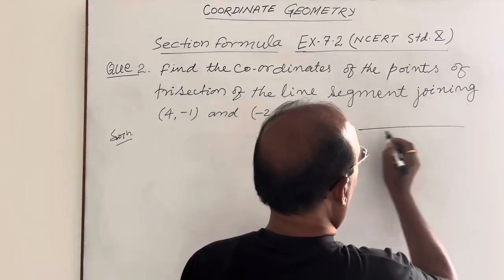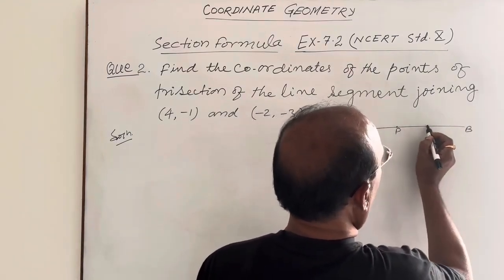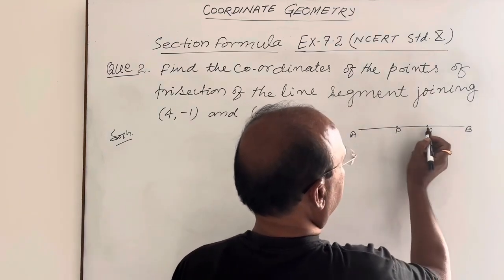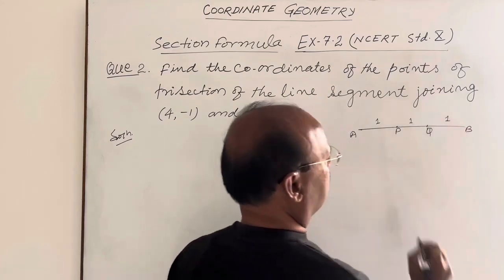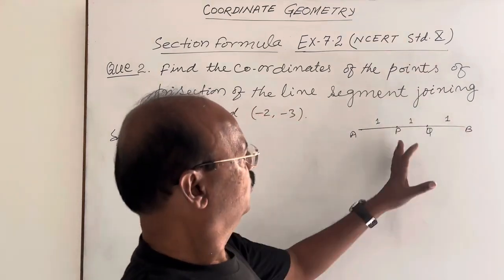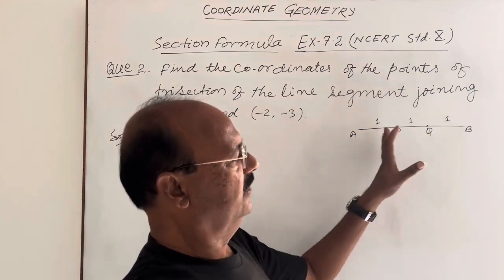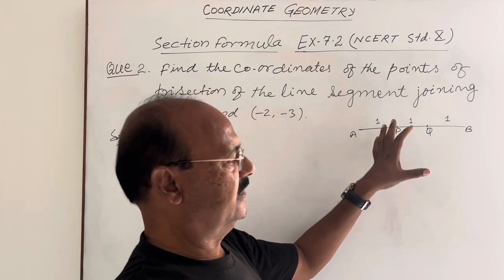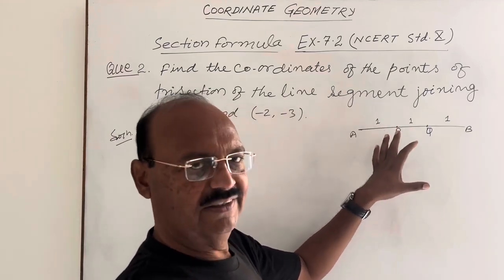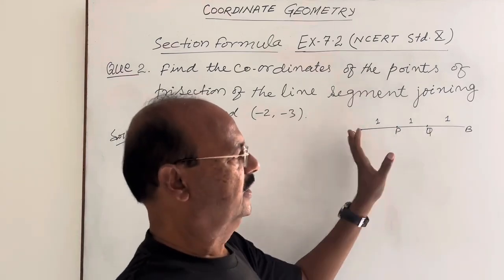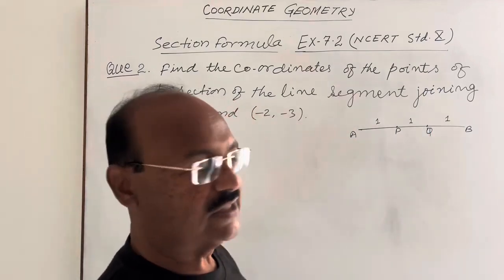Suppose AB is any line segment, then 2 points P and Q divide the line segment into three equal parts. Then points P and Q are dividing the line segment in 3 equal parts, which means trisection is taking place here, isn't it? This is called trisection, meaning dividing into 3 equal parts. Coordinates of 2 points are given.